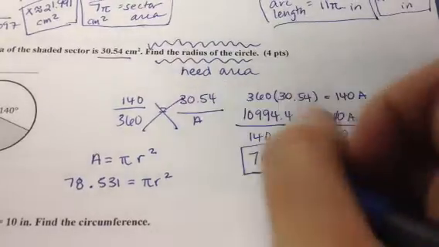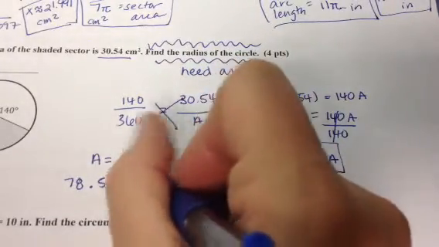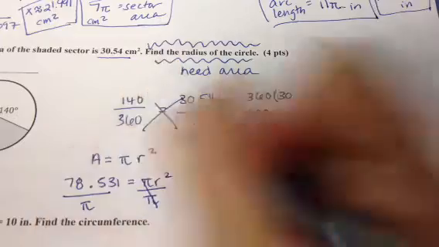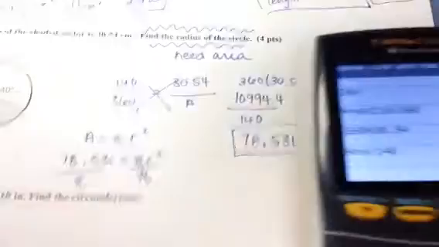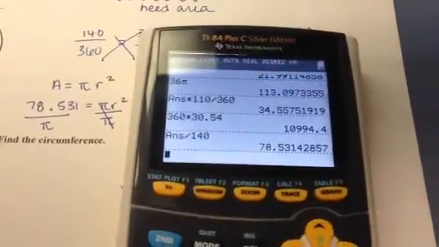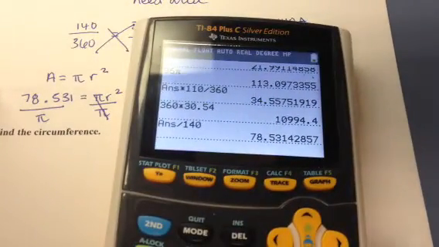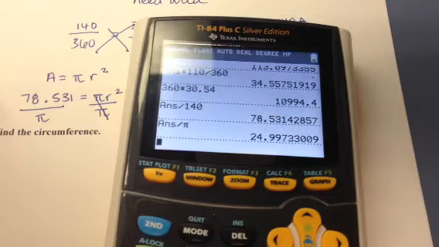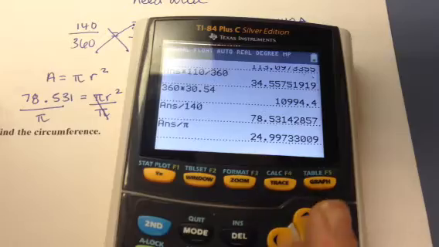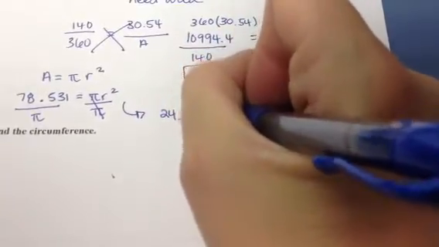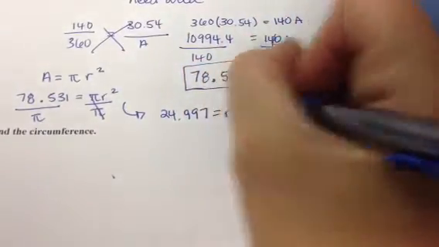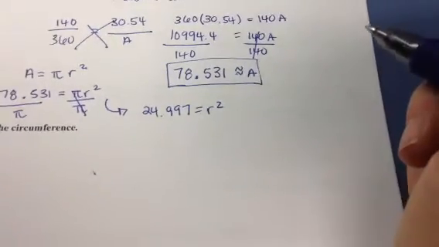So now, because this isn't in pi notation, when you divide both sides by pi, you actually have to divide that by pi. So in your calculator, and remember pi is about 3.14, but you should have a pi button in your calculator that you can actually do divided by pi, and you should get 24.997 approximately. So 24.997, and that's going to be your radius squared because we just divided off that pi.